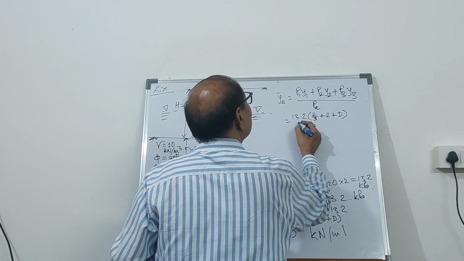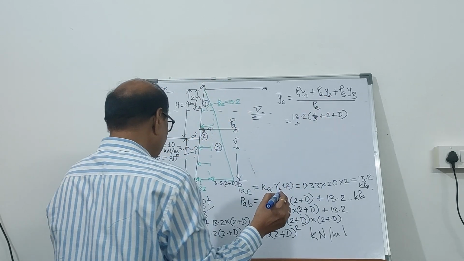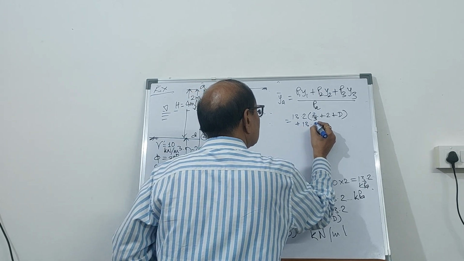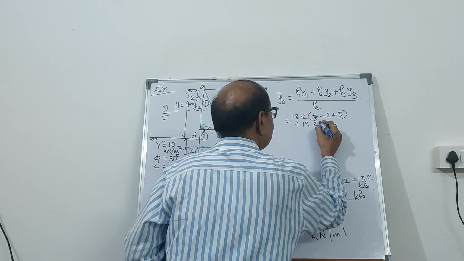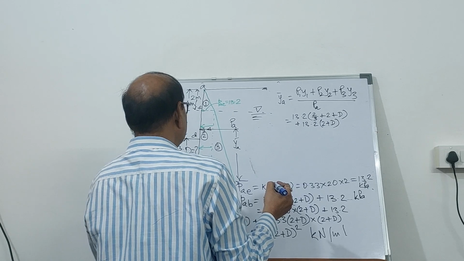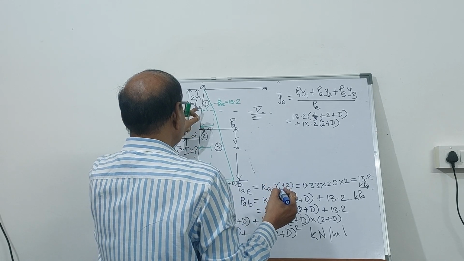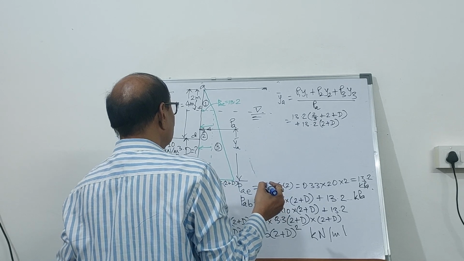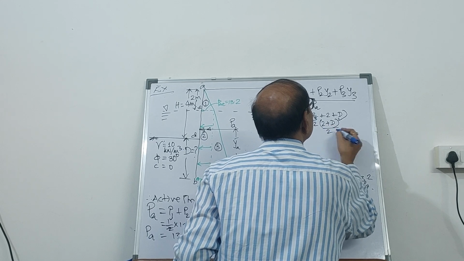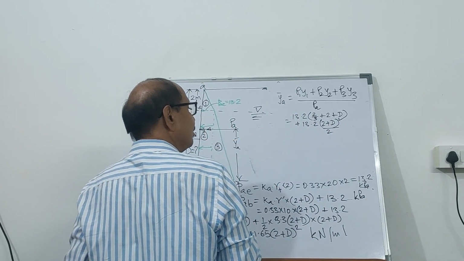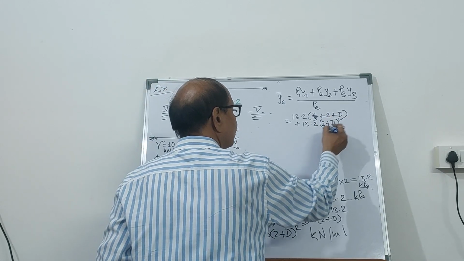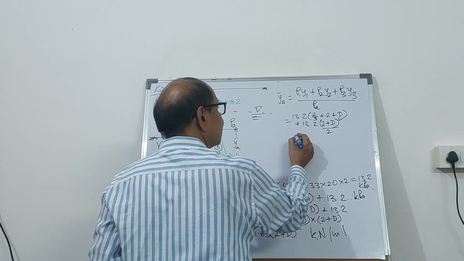Now P1 Y1 plus P2. P2 is already known to be 13.2 into 2 plus D. This is the value of P2, and Y2 will be 2 plus D by 2. That is the value of Y2. So 13.2 into 2 plus D whole square divided by 2 is P2 Y2.